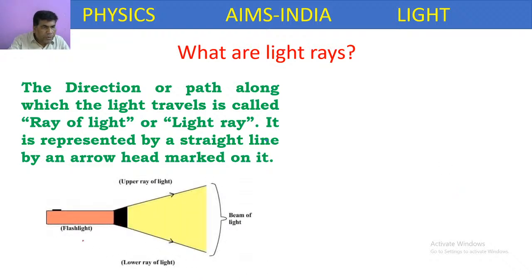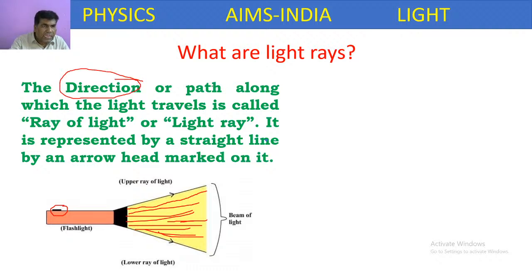So actually, if you take a flashlight, and if you switch on the flashlight, so from the flashlight, what happens? All these light rays will come. So here light ray means the direction or the path along which light travels. It is called a ray of light, or we can also call it a light ray.